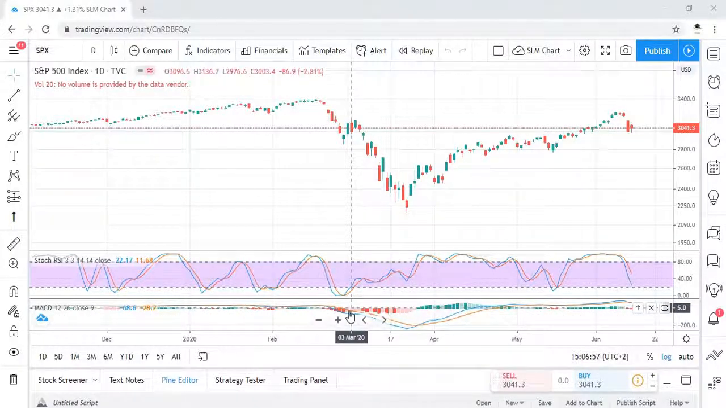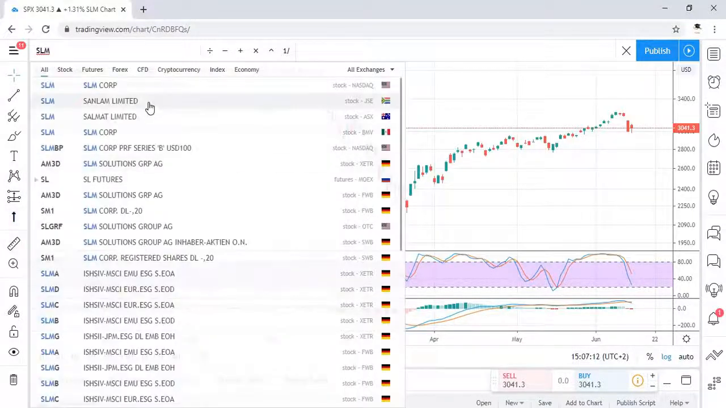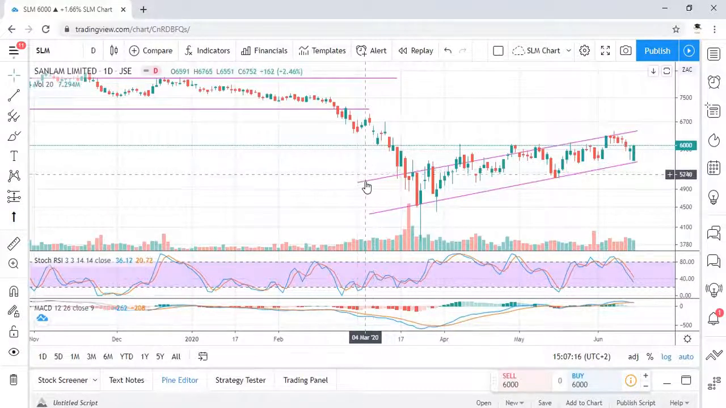Good day, everyone. Welcome to this lesson where we are going to look at the real chart formations of some of the charts that we discussed. So we are going to look for some of the familiar companies that we find on the Johannesburg Stock Exchange.